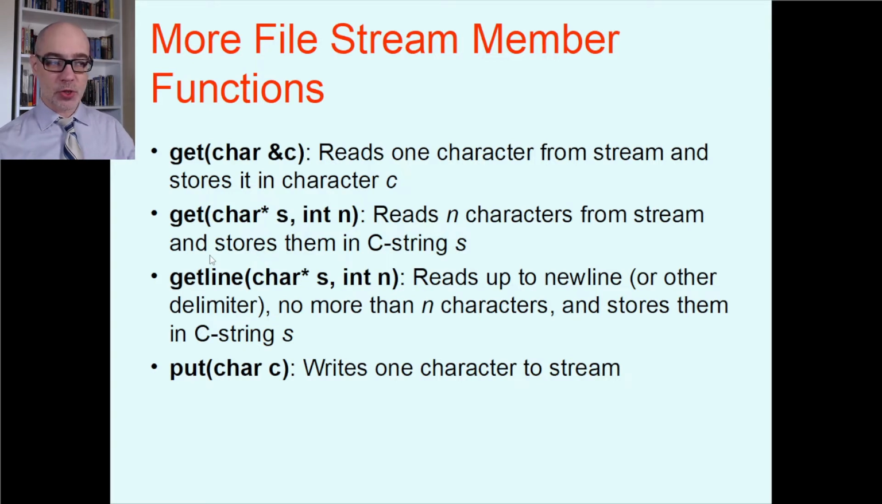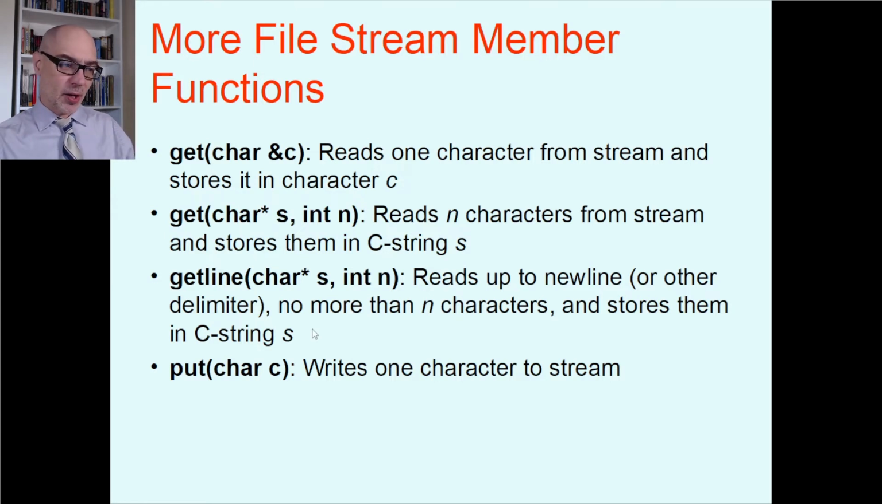Now, that function is overloaded. The get function is overloaded. You can also call it with two parameters, where the first parameter is a character pointer, presumably where you want a C string to be sitting, and the second parameter is the number of characters that you have available space. So that'll actually read in n characters from the open file stream and store them in this C string S. So getting a whole bunch of characters at once.